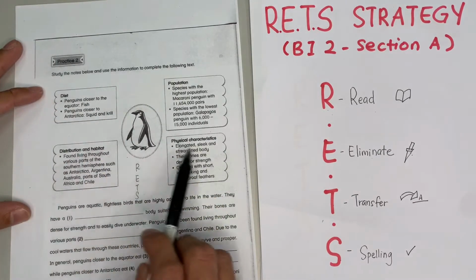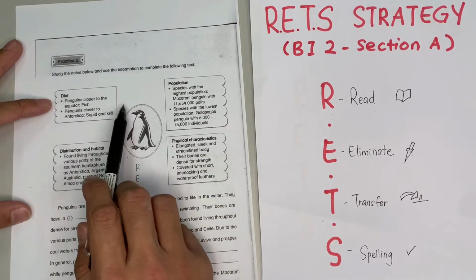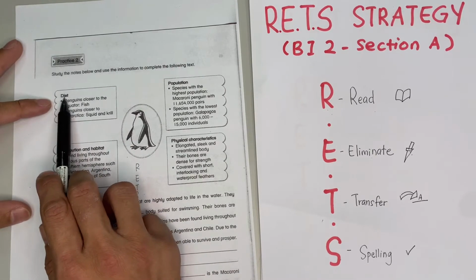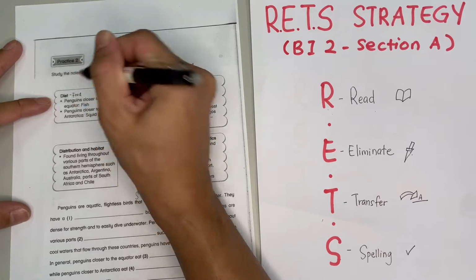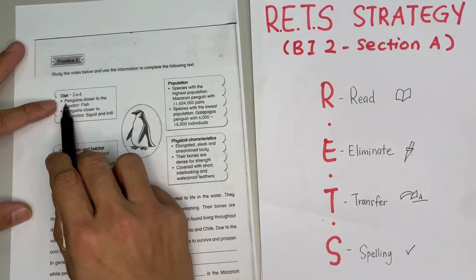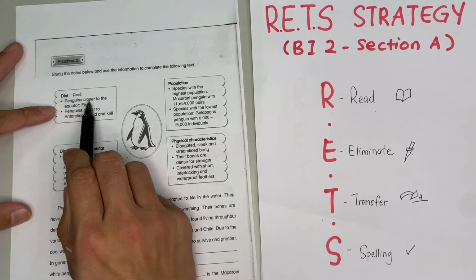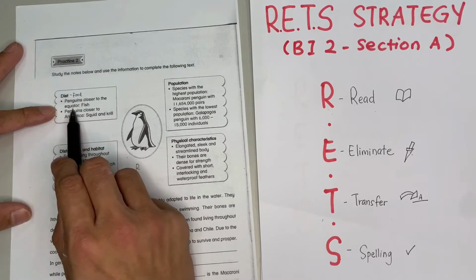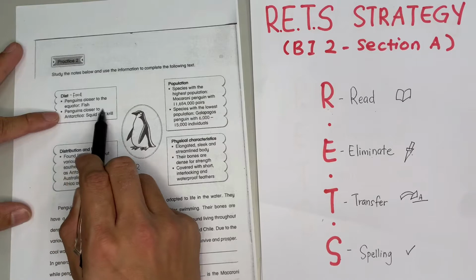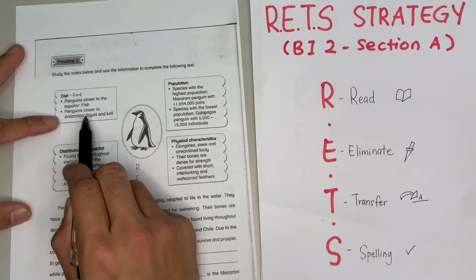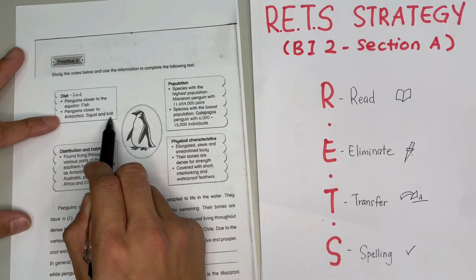Okay, let's look at the first. There are 4 boxes here. Let's look at the first box. The first box is diet, or food. Diet means food. Okay. So let's read together. Penguins closer to the equator: fish. Penguins closer to Antarctica: squid and krill. Okay.